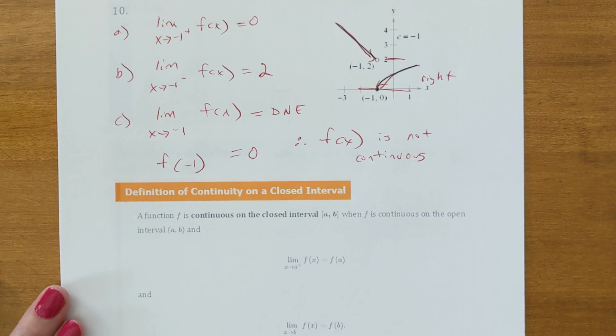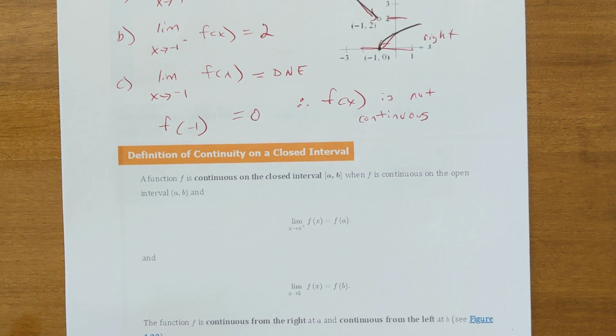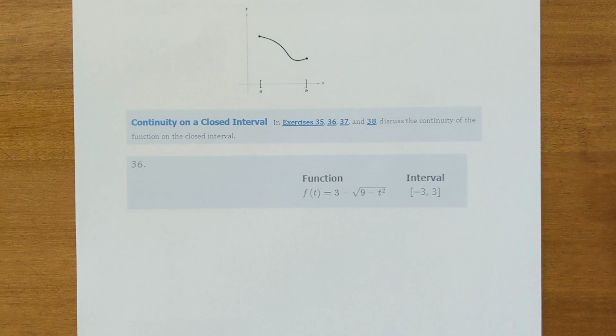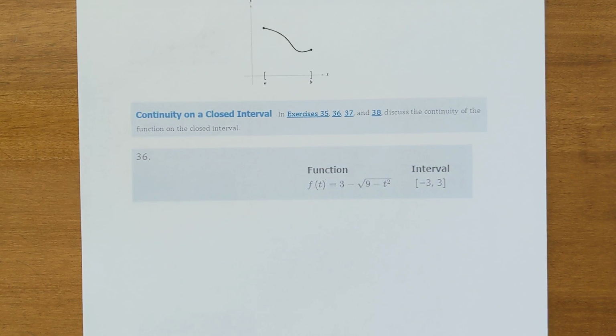All right, and so the actual definition here is of continuity on a closed interval. A function f is continuous on a closed interval [a, b] when f is continuous on the open interval (a, b), and the limit of f(x) as x approaches a equals f(a), and the limit of f(x) as x approaches b equals f(b). The function f is continuous from the right at a and continuous from the left at b. All right, so that's a continuous interval.